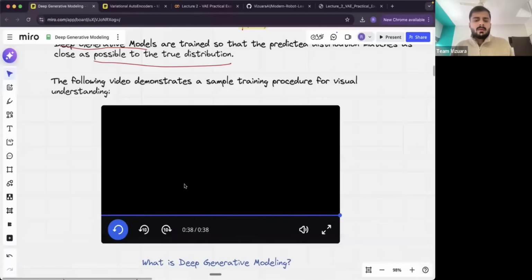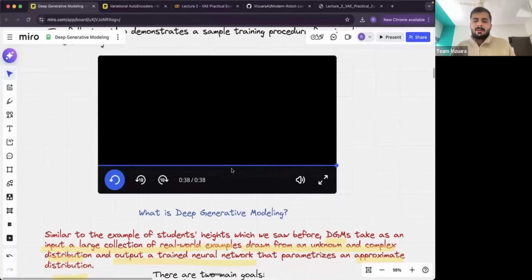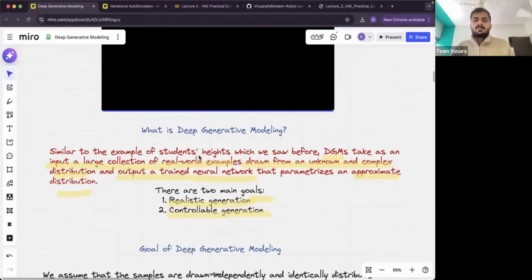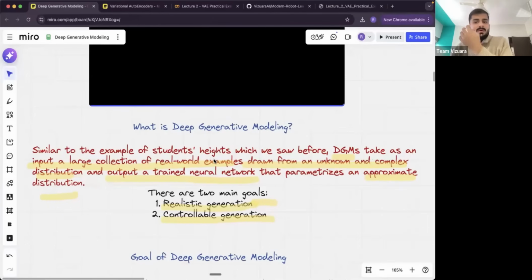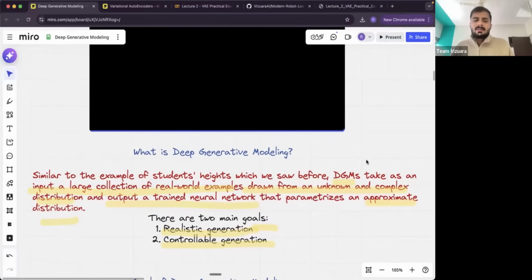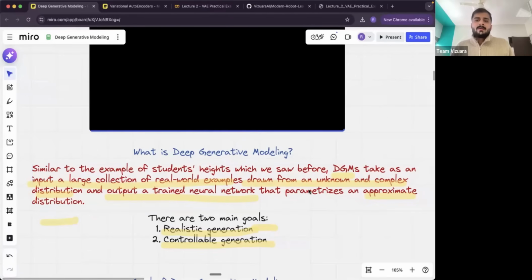Okay, so let's try to formally understand what deep generative modeling is. Similar to the example of students' heights, which we looked at, deep generative models take as input a large collection of real world examples, which are drawn from an unknown and complex distribution, and they output a trained neural network that parameterizes an approximate distribution.